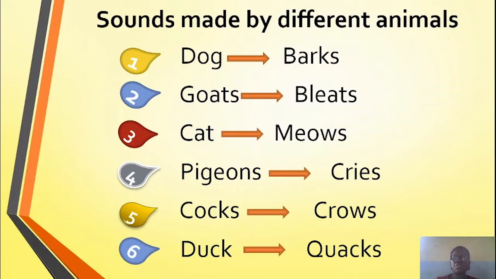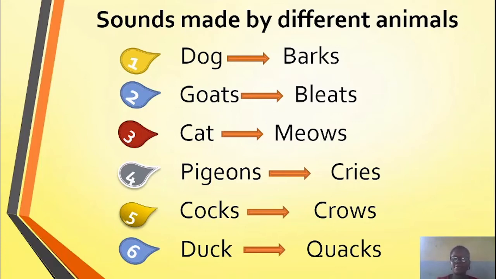Let's talk about some of the sounds made by different animals. The first animal we want to consider is the dog. What is the sound made by a dog? The dog barks. Whoop, whoop. I hope you've heard that before. Then we have the goat. What sound does the goat make? The goat bleats. Then we have the cat. What sound does the cat make? The cat meows.